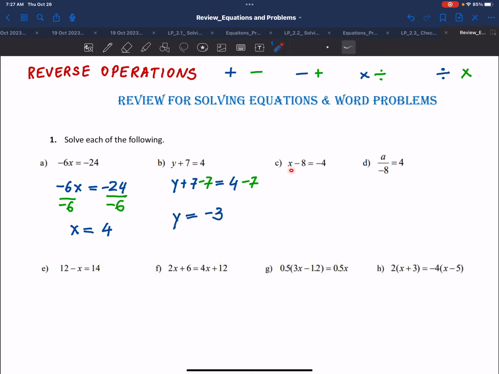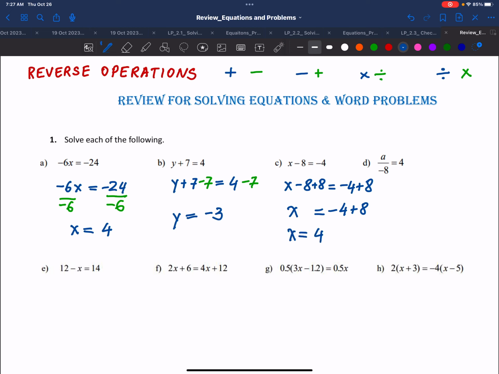Next we have x minus 8 equals negative 4. So theoretically speaking, what we do in this case is add number 8 to both sides of the equation. That's the reverse of subtraction, right? So in other words, we say we take number 8 to the other side, and we change the sign, negative 4 plus 8. That's because negative 8 plus 8 here is 0. So that means that x equals positive 4.